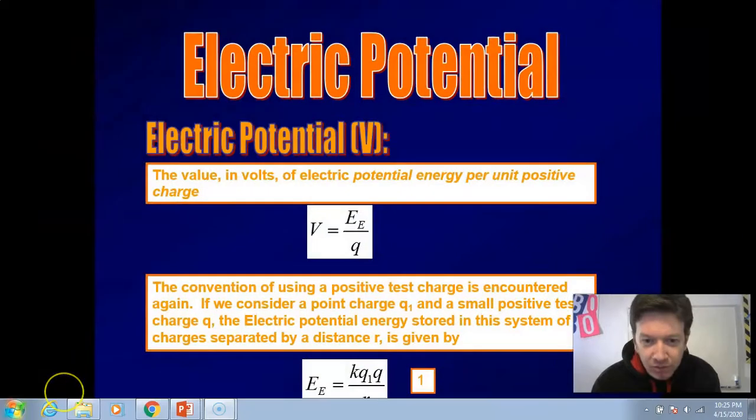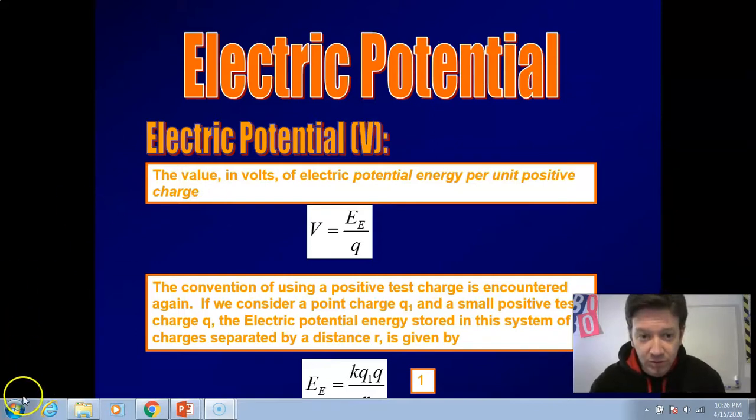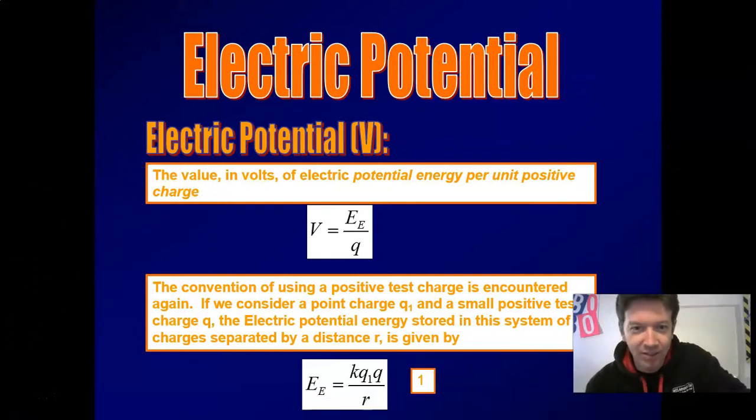Okay, let's get back to the PowerPoint. If you write it as an equation, potential is given the symbol V. It's measured in volts. Energy, of course, is always measured in joules. And we write it, just as its definition, as the electric potential energy per charge. So we divide it by Q. Okay, moving on.